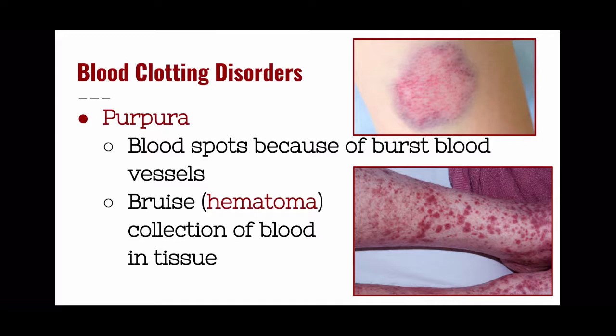So if you were to burst some artery maybe in your arm or your leg, obviously blood is going to rush out before the clot forms. And so when that blood is rushing out, that's why it looks rather red, it's going to form a purpura. Now, bruises or hematomas are the collection of that blood in the skin.